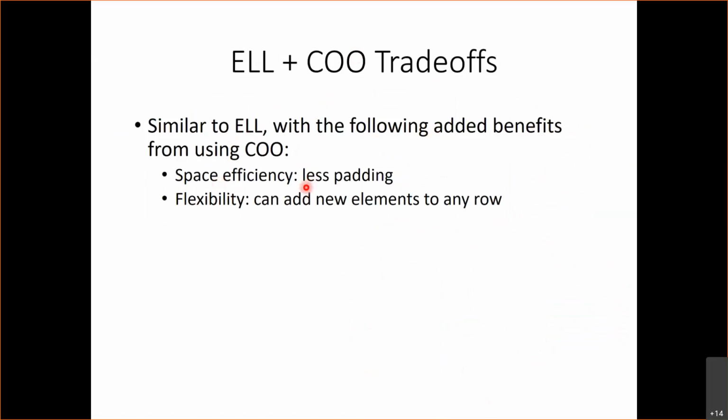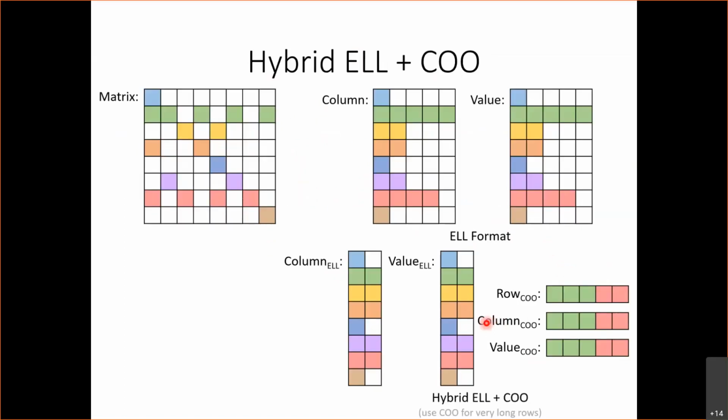we have better space efficiency because we have less padding, and also now we have more flexibility, because if we go back, before with ELL, we can add an element to these other rows, but if we want to add an element to the second row, we cannot because we've reached the maximum. There are no padding elements that we can replace. But with hybrid ELL COO, if we want to add an element to a row, no problem.